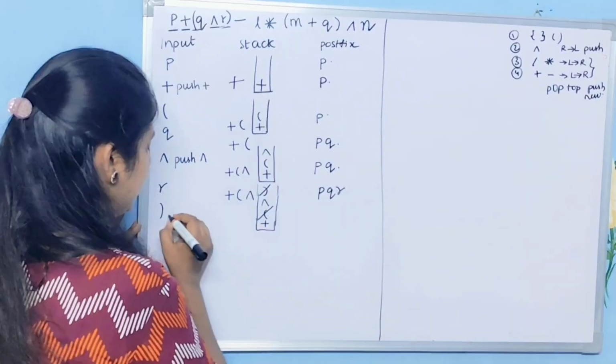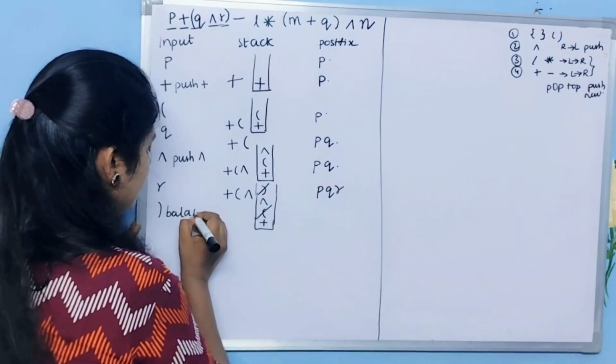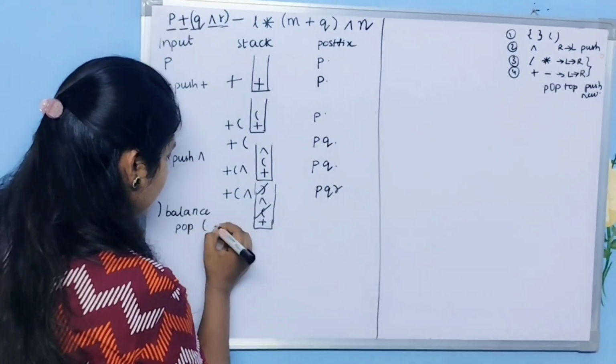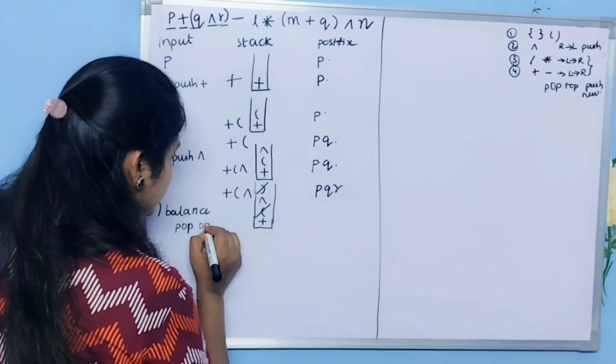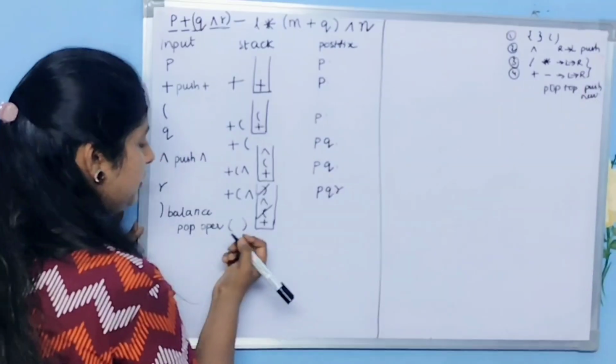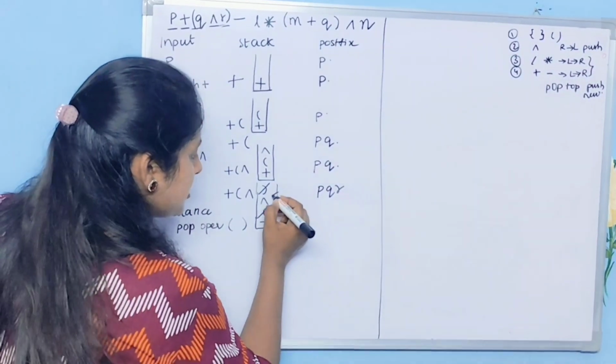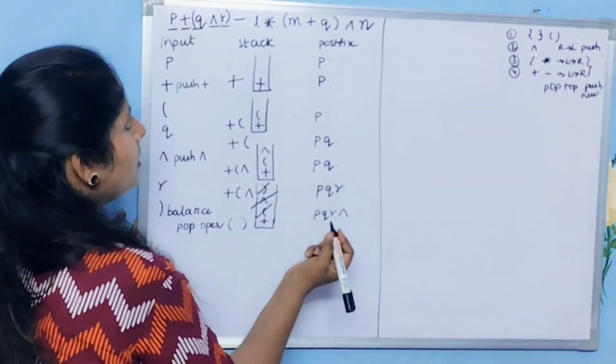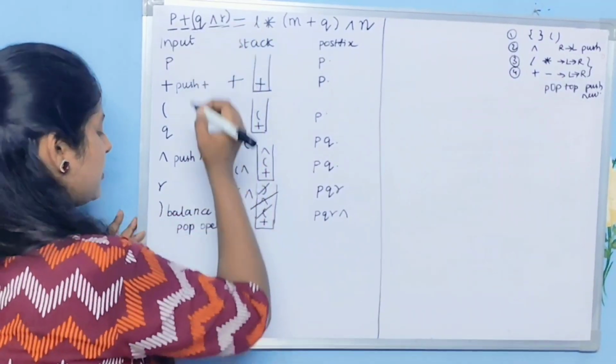Now after balancing, okay, pop operators between the left parenthesis and right parenthesis. What are the operators between? Cap, right? So it is P, Q, R, cap. Okay. After this, it is minus.